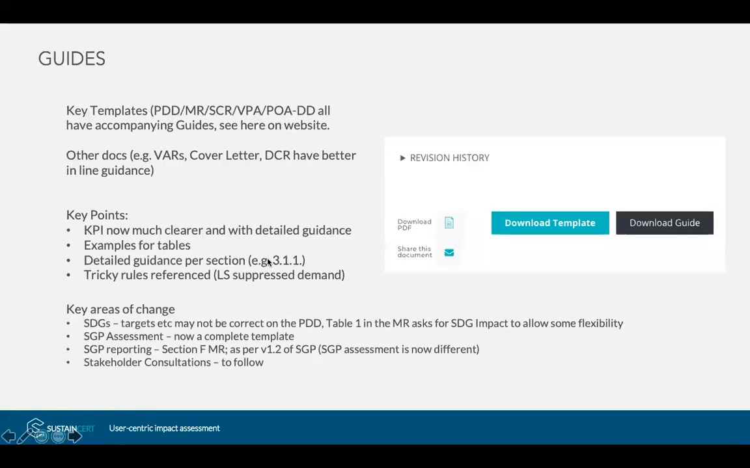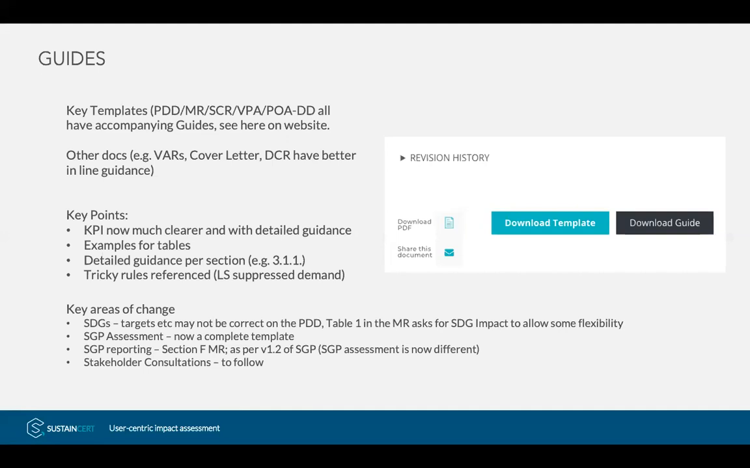So I'm going to go into detail on some of the points that we have updated. As I mentioned, the main change really is the introduction of guides. These guides are for the key templates only: PDD, monitoring report, stakeholder consultation report, VPA and POA-DD. Some of the other documents, such as validation and verification of appraisal report, cover letter, design consultation report, have improved inline guidance.